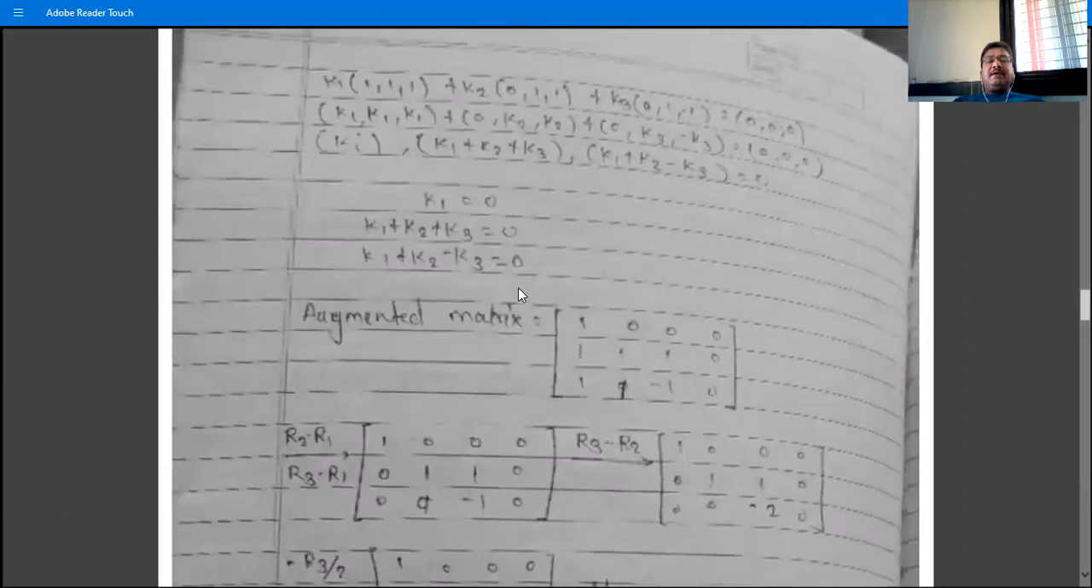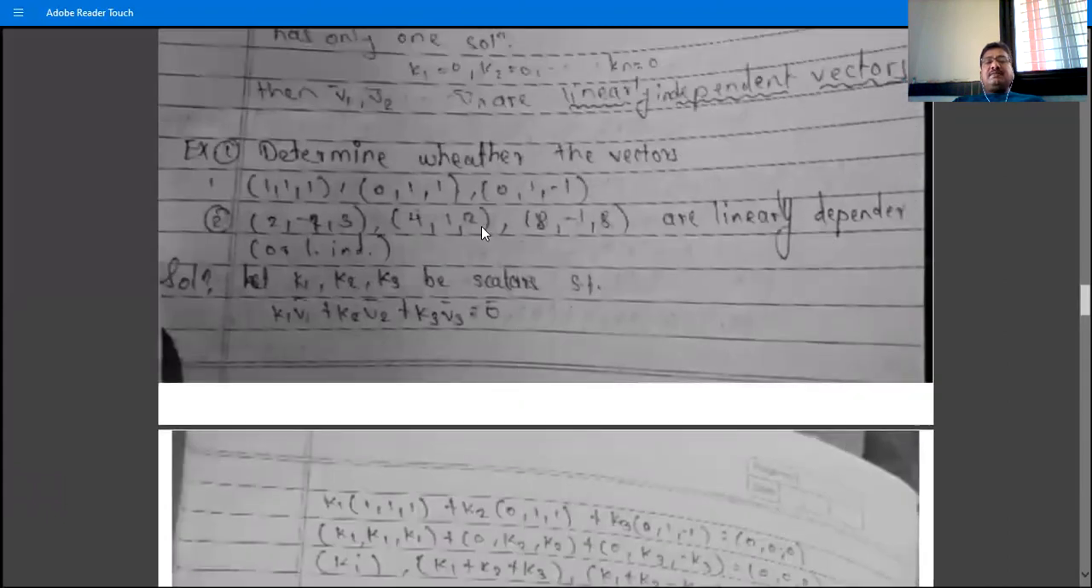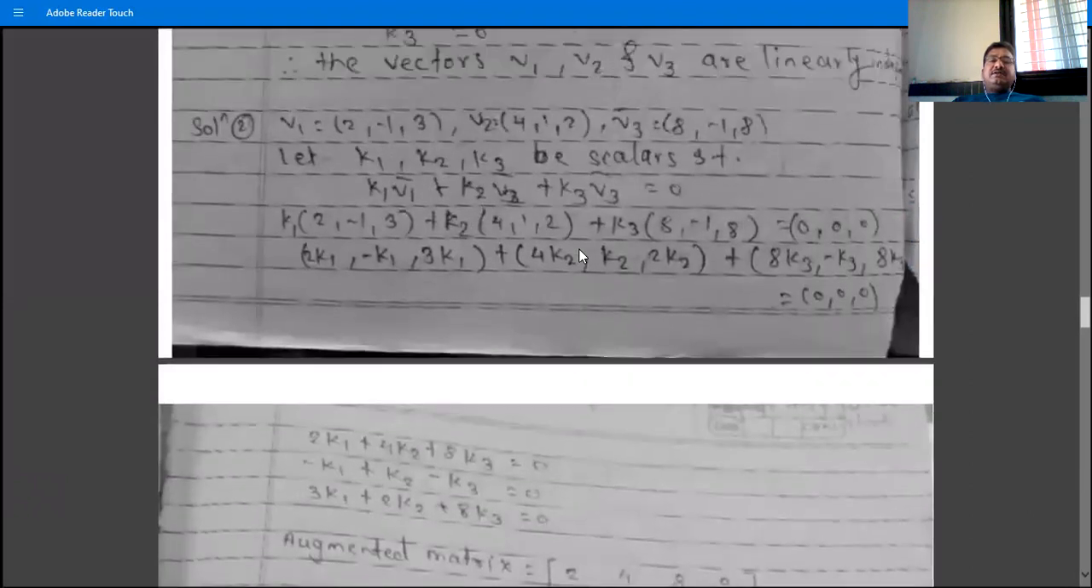The next problem: again, we denote these three vectors as V1 bar, V2 bar, and V3 bar. Take three scalars, let K1, K2, K3 be scalars such that K1 V1 plus K2 V2 plus K3 V3 is equal to 0. Then K1 (2, minus 1, 3), K2 (4, 1, 2), K3 (8, minus 1, 8) is equal to 0 bar. That is the 3-tuple (0, 0, 0), since these V1, V2, V3 are vectors of R raised to 3.